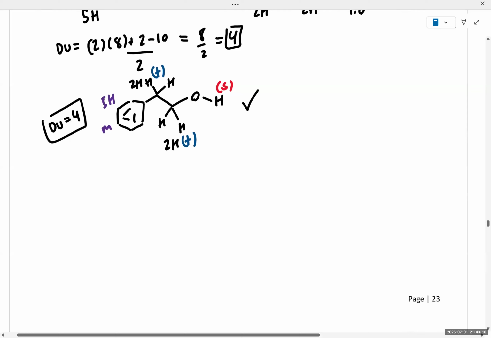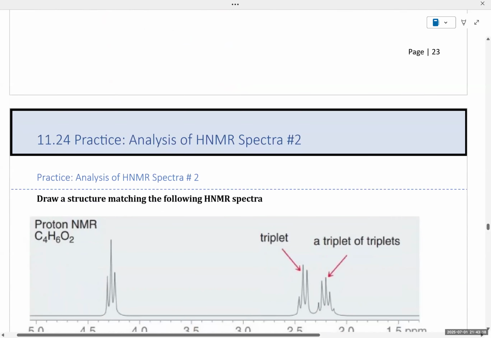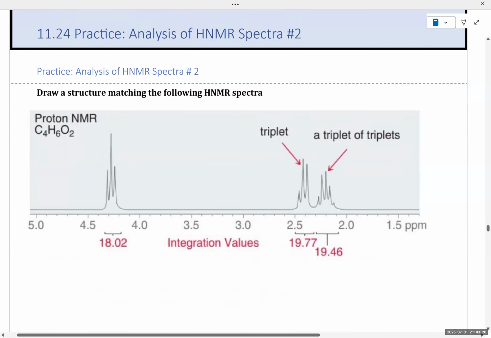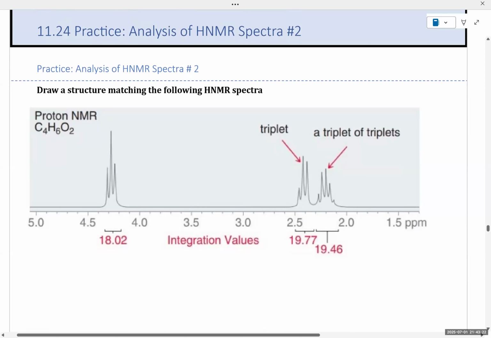Okay, let's keep going now, and let's do another example. In this case, let's try to draw a structure matching the following proton NMR spectra. So pause the video, work through this example, and then we'll discuss.